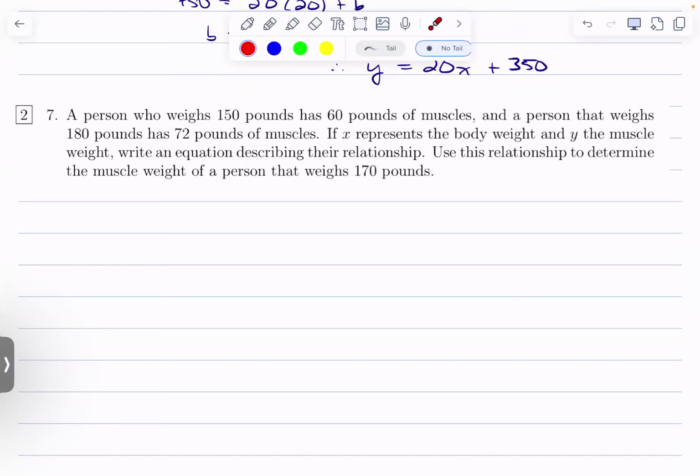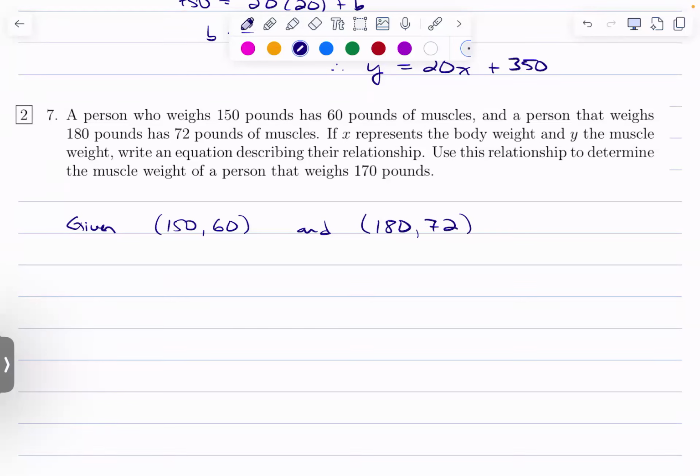If X represents the body weight and Y the muscle weight, write an equation describing their relationship. And then use this relationship to determine the muscle weight of a person that weighs 170 pounds. So we're told that X is the body weight and Y is the muscle weight. So we're given: if X is 150, then Y is 60. And if X is 180, then Y is 72.